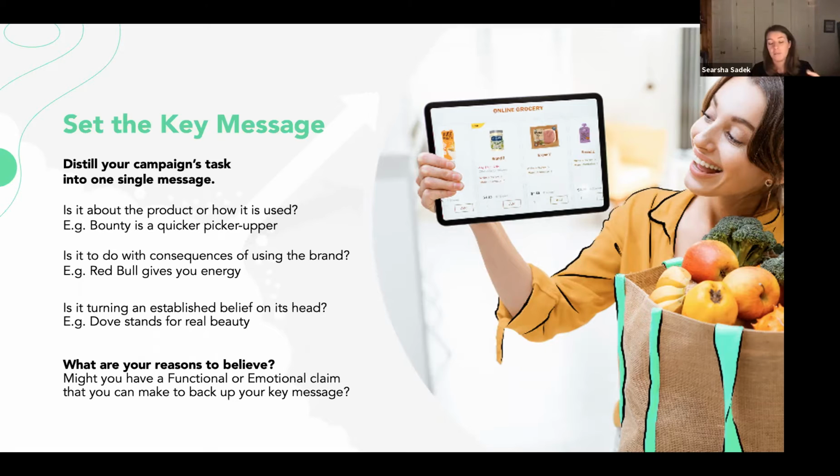Underneath that, it's good to have some reasons to believe. So some kind of evidence that what you've said isn't total nonsense. So Dove stands for real beauty, for example. They use real women in their campaigns. They use good quality ingredients in their products, supposedly. There are things that they do which evidence real, and they talk about them in their ads. So what are the things that sit underneath it which prove that that single message is true? They can be quite functional or they can be quite emotional.